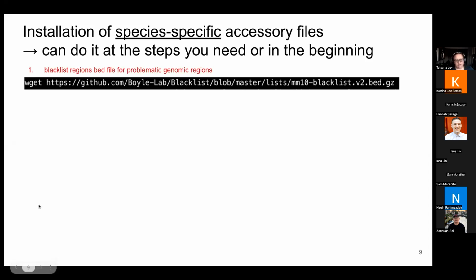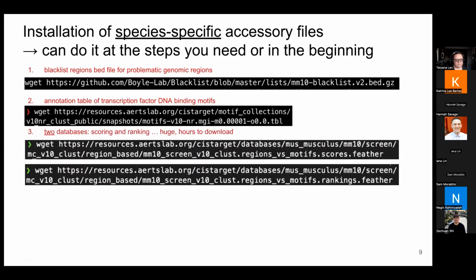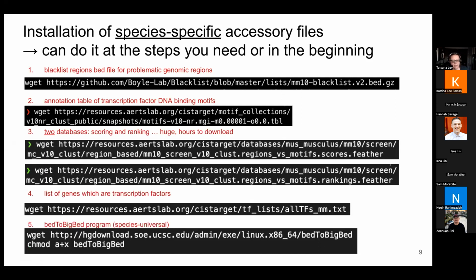Right before starting, there are a couple more things you have to install. One is the blacklist regions bed file. This is for problematic regions of the genome. You can download it this way. You also will need an annotation table of the transcription factor DNA binding motifs. You will need two databases for scoring and ranking. They're really big, so give yourself some time to download these. Next is a list of genes which are transcription factors. And finally, this program to make bed files.